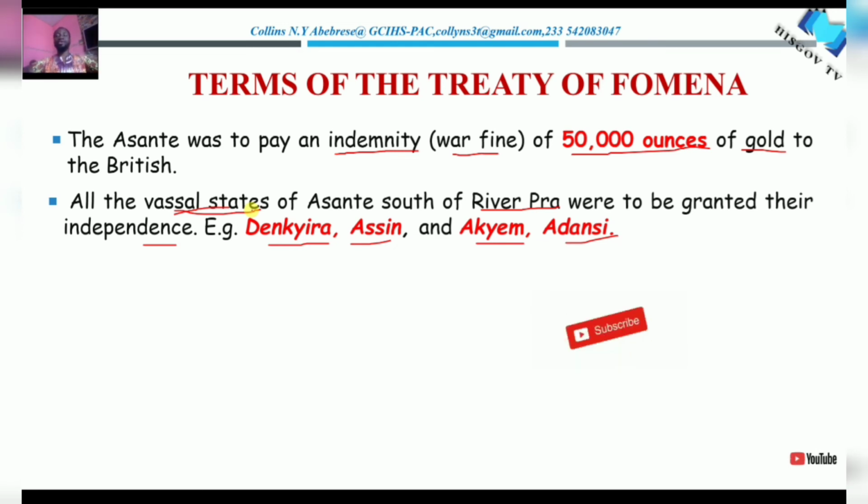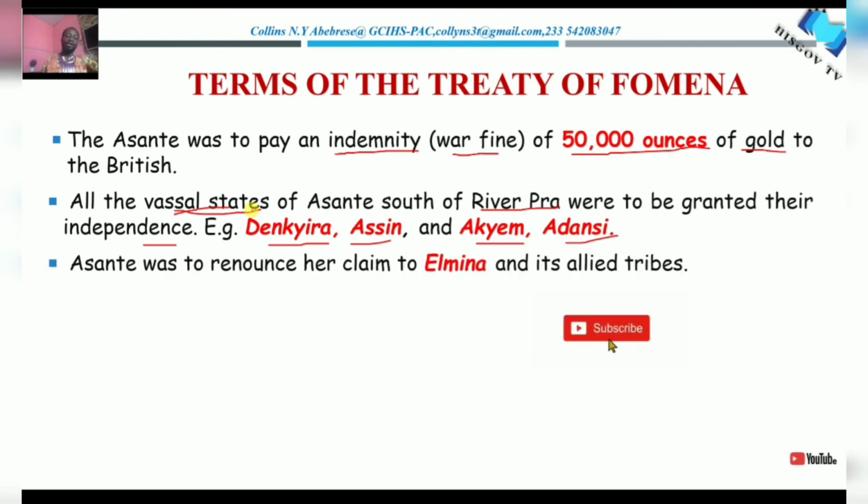And you could recall in our previous lesson the effect of the Anglo-Ashanti Wars. We said that it led to the breakup of the Asante Empire. And so this is a classical example of why the empire was reduced to a very small size. All these states were under the Asante. So all these areas, if you happen to know your map well, were all part of the Asante Empire.